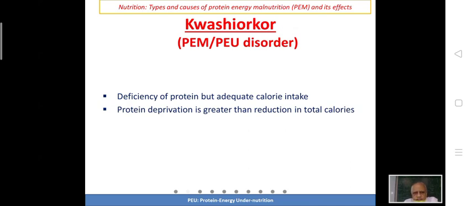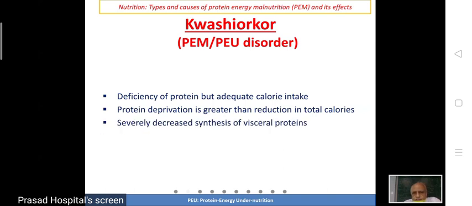In Kwashiorkor disease, there is a protein deficiency, but adequate calorie intake. For example, carbohydrate and fat intake is adequate, but protein is somehow not supplemented in the diet. Protein deprivation is greater than reduction in total calories. They have whatever calories they need in terms of fat and carbohydrate, but the protein is not that much in their food. Synthesis of visceral proteins is severely decreased. For this reason, the visceral protein needed for the organs will not be of that much potency.